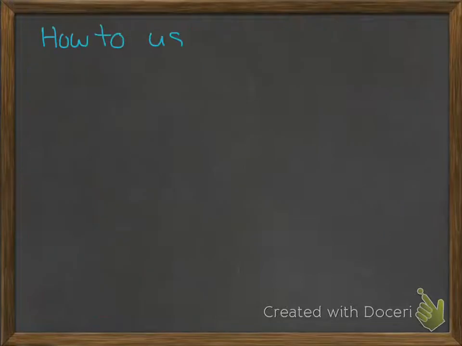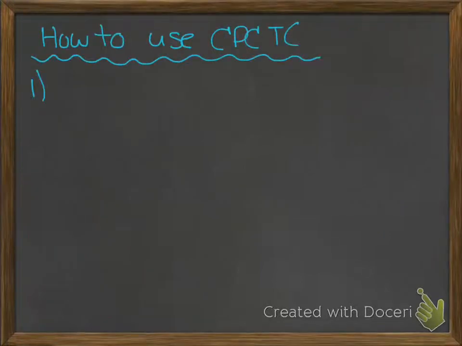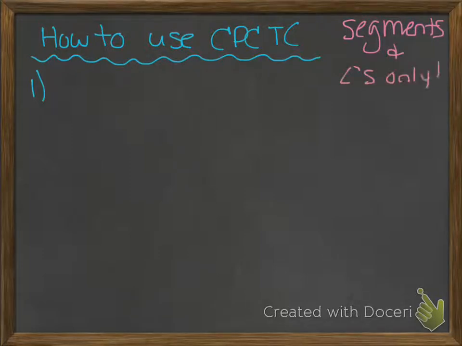So in order to use it in a proof, we're going to follow these steps. First, we're only going to use this when we're proving either segments or angles are congruent. So just remember that, segments and angles only. We will never, never, never, ever use CPCTC in order to prove triangles are congruent, because we need congruent triangles first, so it just doesn't even make sense.